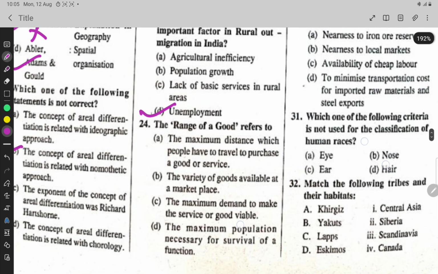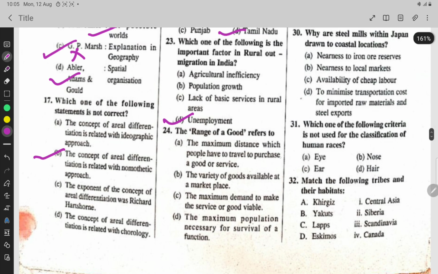The range of good refers to the maximum distance which people have to travel to purchase a variety of goods available at a marketplace. Maximum demand to make the service or good viable. Maximum population necessary for survival of a function. This is, I think, threshold. Maybe A is the correct option here.